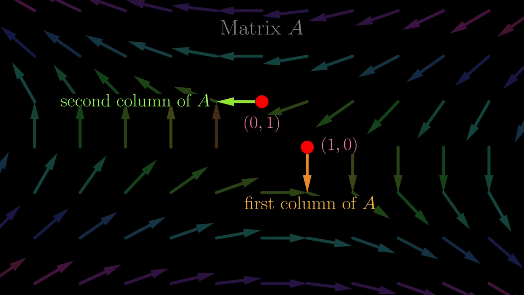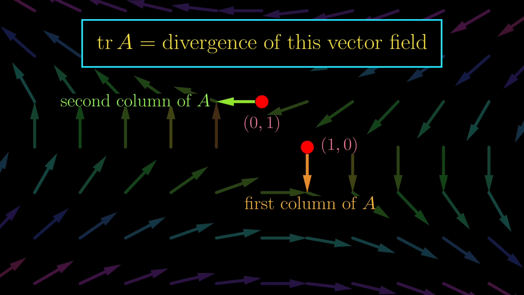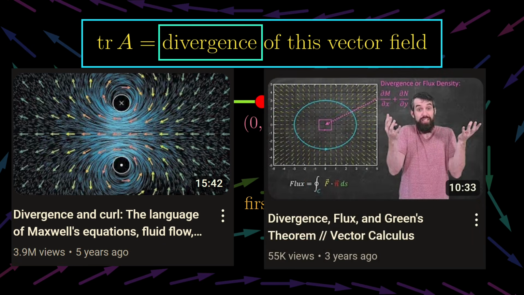With this visualization of matrices, the intuition for trace is just one sentence. The trace of A is the divergence of this vector field created by the matrix A. We are going to see what divergence is. Now, I am aware that this has been talked about on YouTube, but I want to be more quantitative, so bear with me if you already knew the visual intuition of divergence.